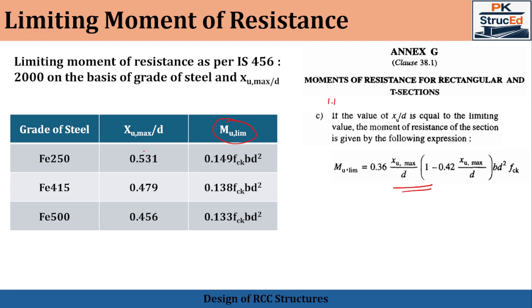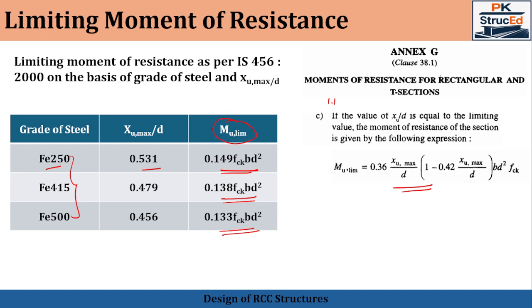Once you know the grade of steel, the XU max by D based on the grade of steel is available in IS 456. Substituting those values, we get reduced formulas for calculating the moment of resistance for different grades of steel. For instance, if you are using mild steel reinforcement, that is Fe250, the Mu limit will be 0.149 fck bd square. On the other hand, if you are using HYSD bars of Fe415 grade steel, the Mu limit will be calculated as 0.138 fck bd square.